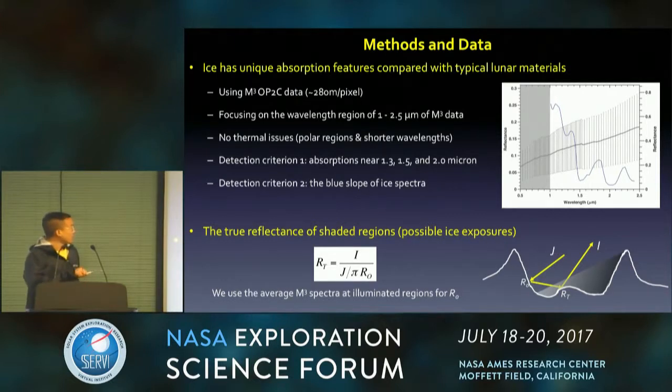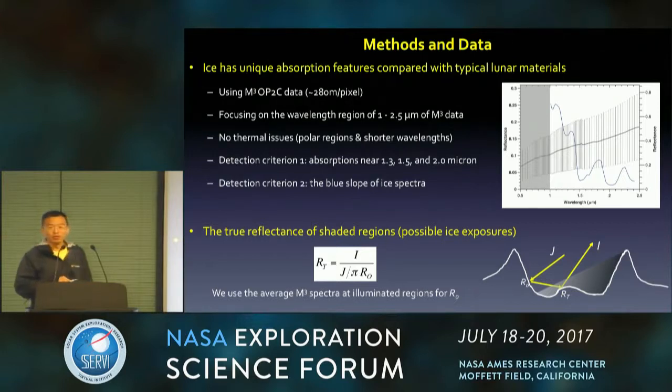We can see it has a very obvious red slope, and this blue line is the pure ice spectrum in the visible to near infrared region. We observe that it has a very obvious opposite trend, a blue slope, and also 3 diagnostic absorption features centered near 1.3, 1.5, and 2 microns. So we just empirically use 2 thresholds. First is the blue slope, and the second, the 3 diagnostic absorption features, to detect possible ice features in the lunar polar regions.